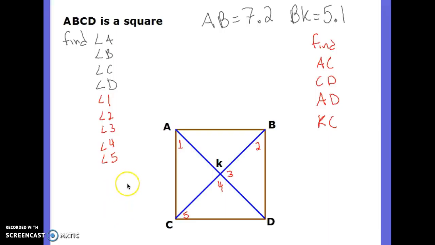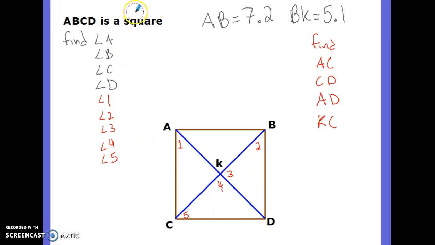All right, so welcome to our video on level 1, the properties of a square and their application. Now, the first thing we want to look for when we're working with a problem that is a quadrilateral is to make sure it is a square. You'll notice here it is explicitly written that ABCD is a square. So that is very, very important information.